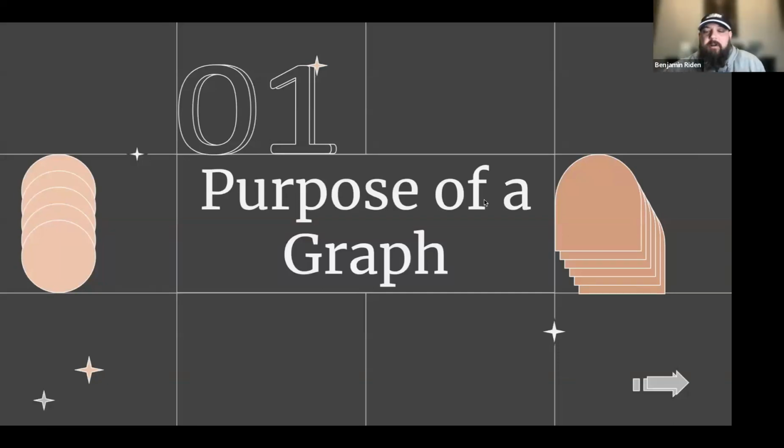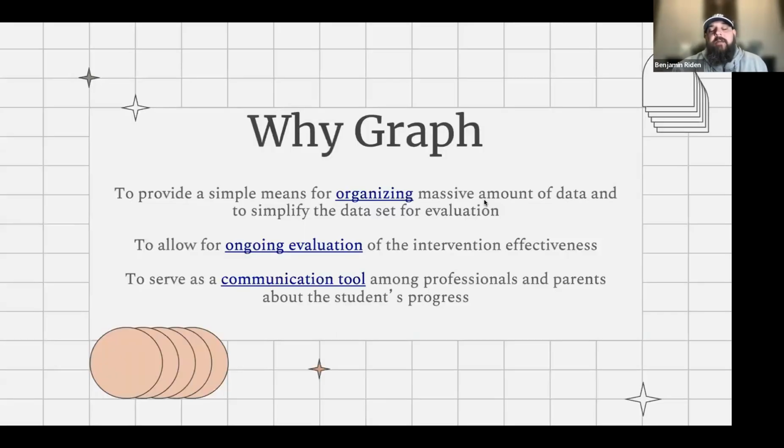So what's the purpose of a graph, right? We talk about graphing our data all the time, but why is it so important? Well, it provides a simple means for organizing massive amounts of data that we've collected and to simplify that data set for evaluation. So how can we look at that and make decisions about it? It allows us to do ongoing evaluation of the intervention and its effectiveness on what we're working on, and to serve as a communication tool among the many professionals and relevant parties that you'll be talking about the students' progress with.